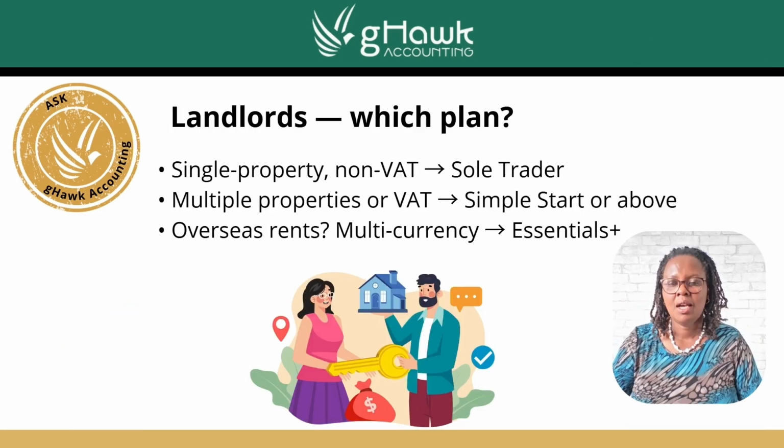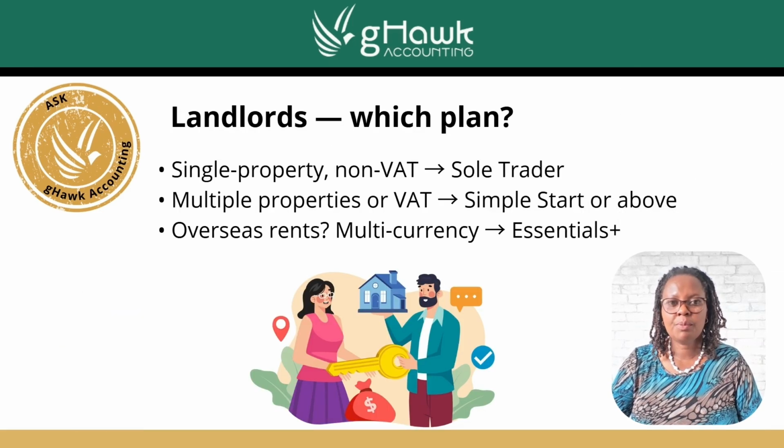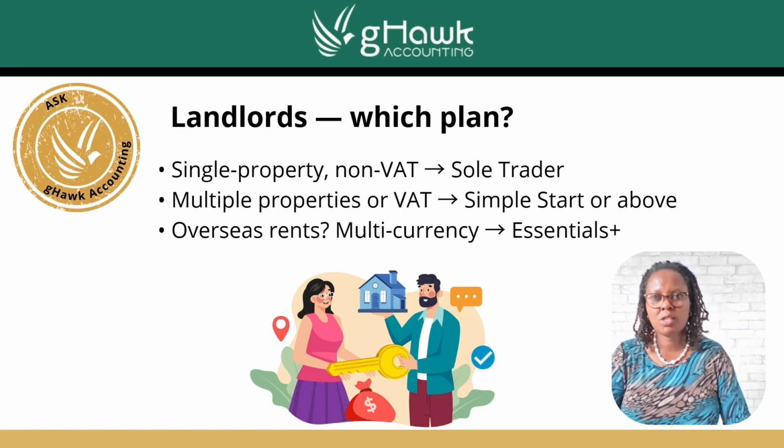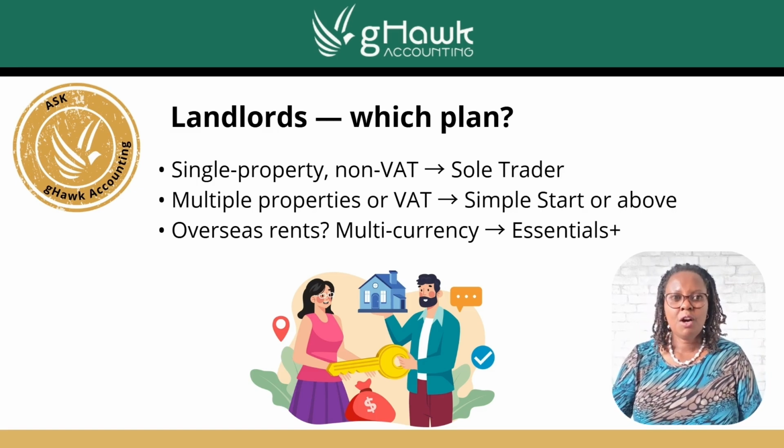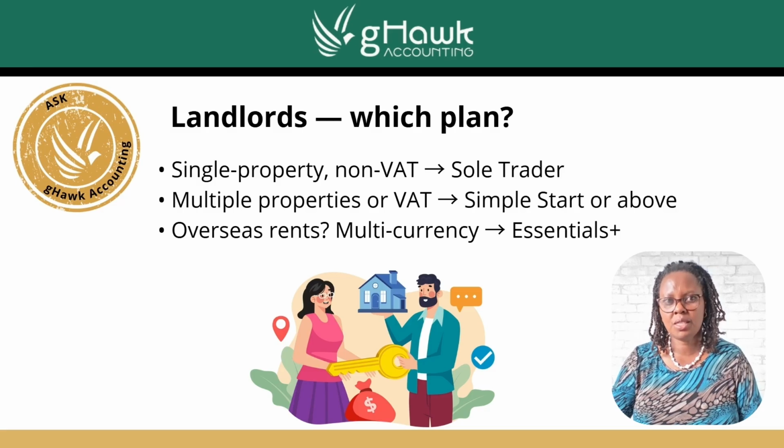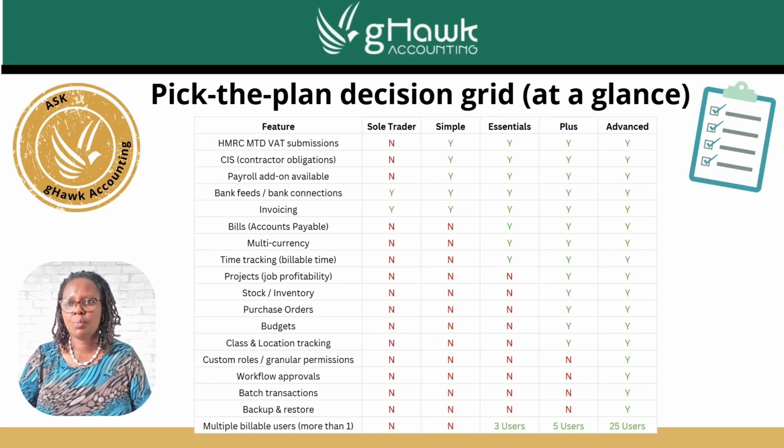And if you're a landlord, there's potentially 3 plans you could go for. If you have got a single property and are not registered for VAT, then you can use the sole trade version. If you have got more than 1 property or are registered for VAT, you need to use Simple Start upwards. If you've got properties overseas and you need to use multi-currency, then you need to go for the Essentials plan upwards.